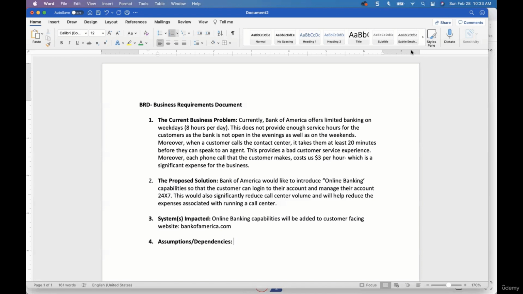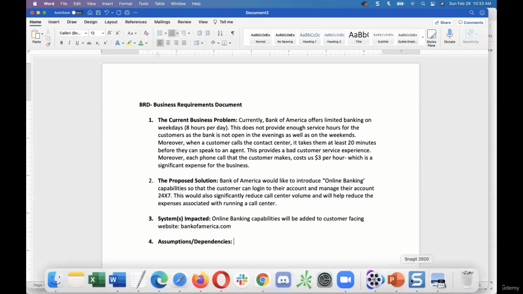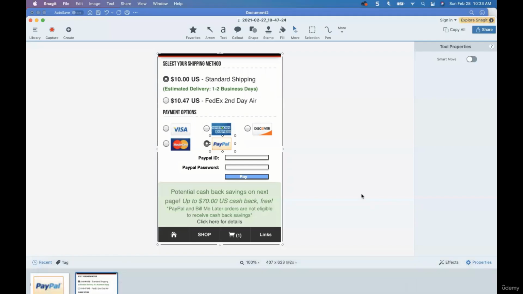I was gonna guess maybe the assumptions or dependencies, like based on the word dependencies, like depending on what happens, it's going to be affected as far as the system goes. Like this is dependent on the system working and going live. Perfect. Good one. Good try.